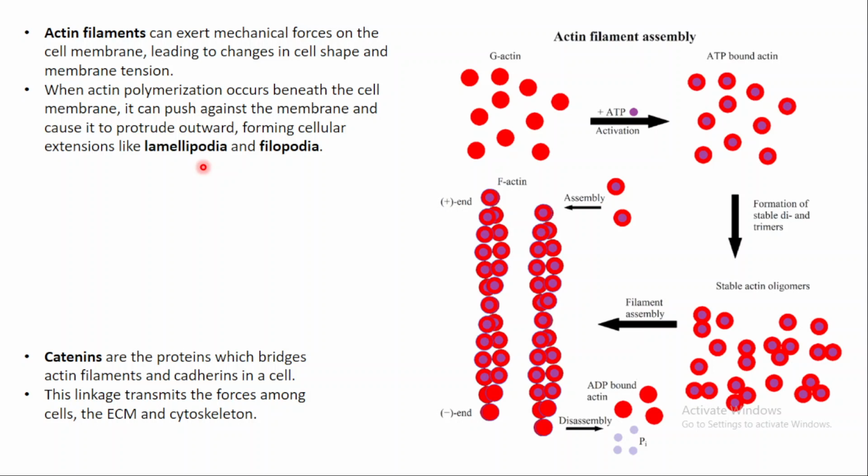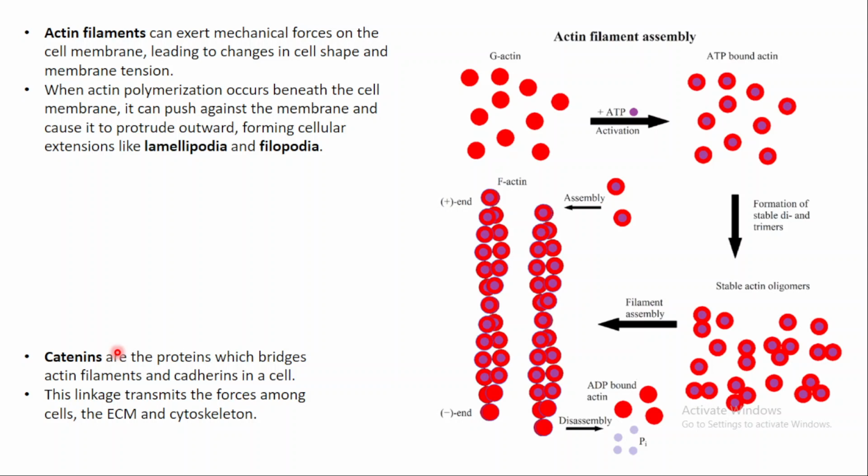Lamellipodia are feet-like or webbed feet-like structures, where actin polymers are growing towards one end. You imagine that they are pushing the cell membrane outwards and forming a podia. Podia means feet-like structures, and filopodia are fine projections. So all these structures can form, and in this way actin can lead to changes in cell shape and also surface membrane tension.